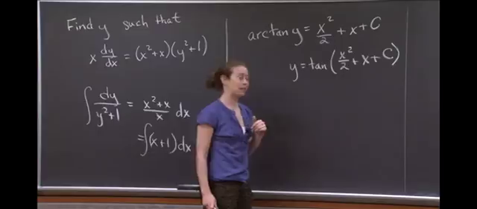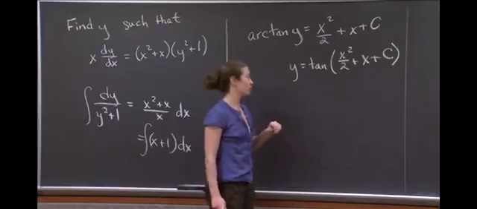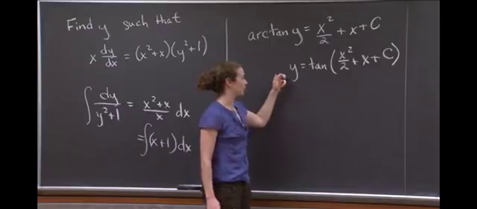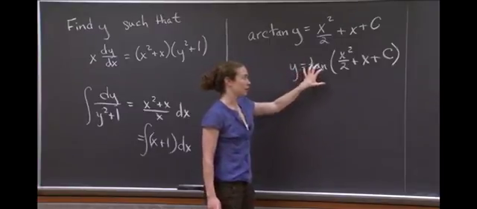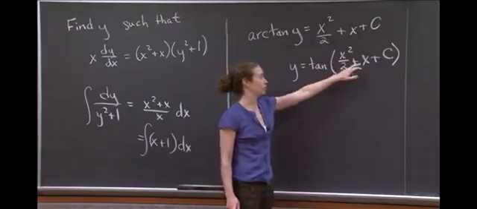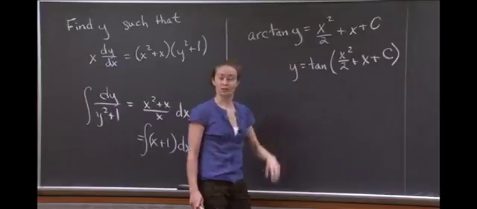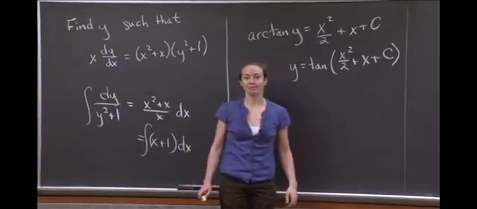Now, how do I go about checking to make sure that this works? Well, what I do is I actually take the derivative. So you may want to take the derivative of the right-hand side, take dy/dx, evaluate what that is when you have y equals tangent of x squared over 2 plus x plus c, and see if you, in fact, get the relationship you're supposed to get. But I'll stop there.